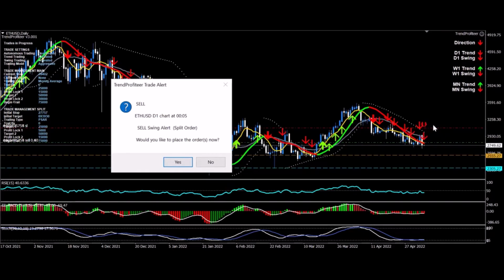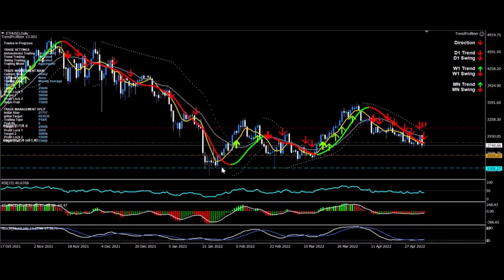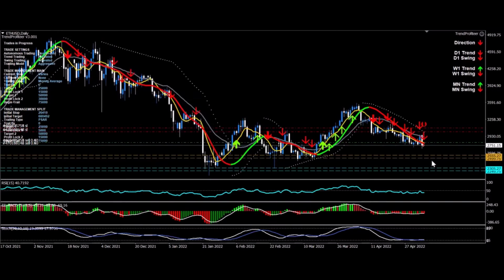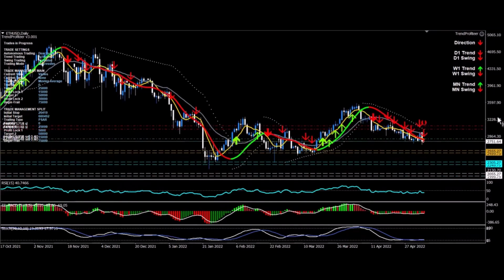sell trade alert for another power swing. Price continues to remain under pressure. It hasn't moved a lot, and we've had a bit of a retracement, but I'm going to take this new trade. Okay, so that's entered that trade, and my stops have been entered, and my profit lock targets 1, 2, and 3 are also entered.